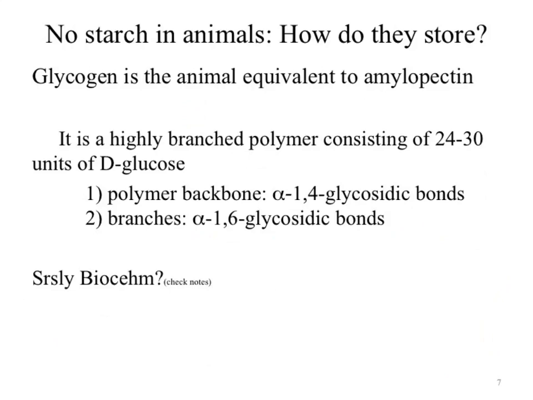You'll notice that we're going to have the same polymer backbone as our amylopectin, the 1,4, and we've got our branches coming off at the 1,6. So if it's giving us the exact same kind of bonding pattern, why don't we refer to it as amylopectin instead of glycogen?